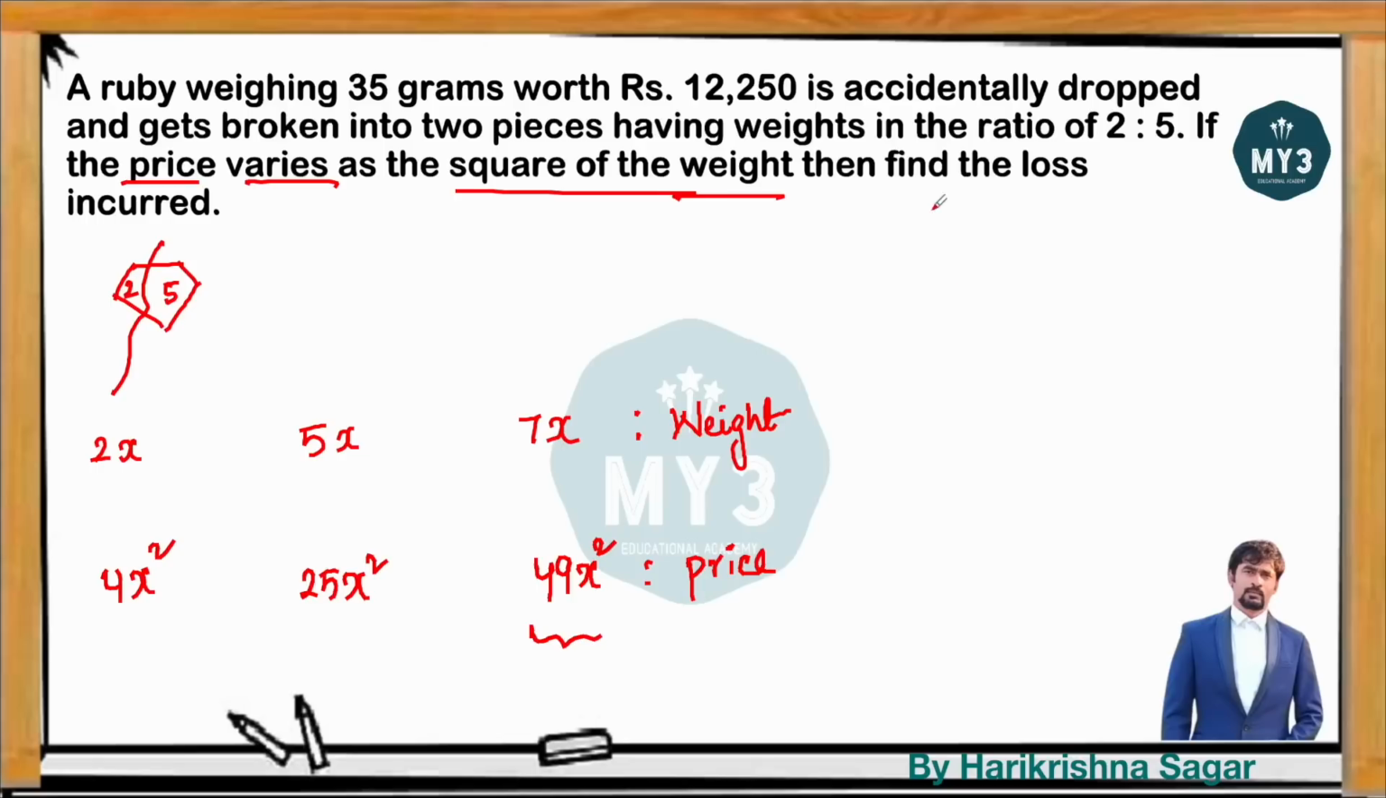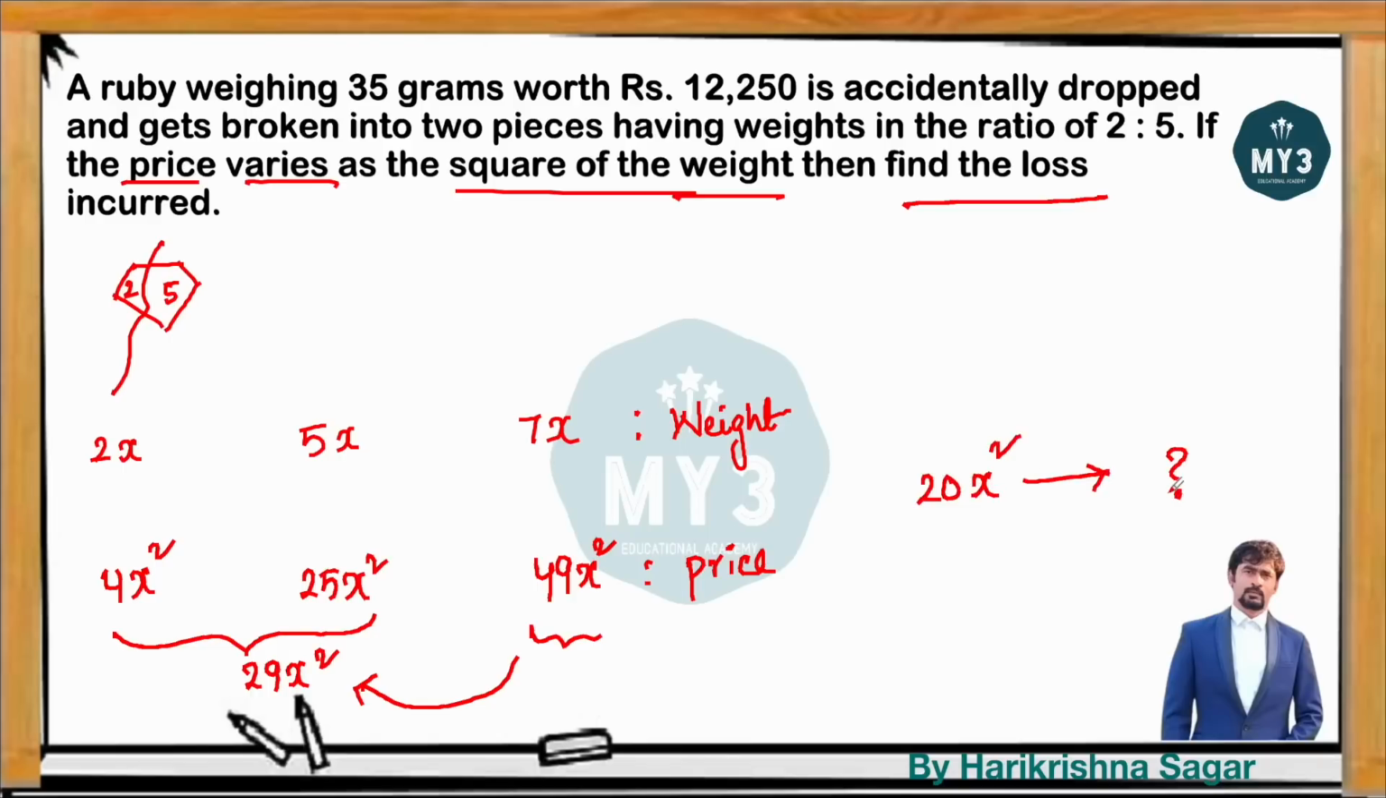So here the question is, find the loss. Why is he getting a loss? You can very clearly observe, initially the price of the total ruby will be 49x square. But after breaking into two pieces, the price will become 4 plus 25, 29x square. That means there is a difference in the prices. What is the difference? This 20x square is the difference. This value they are asking us to find out.